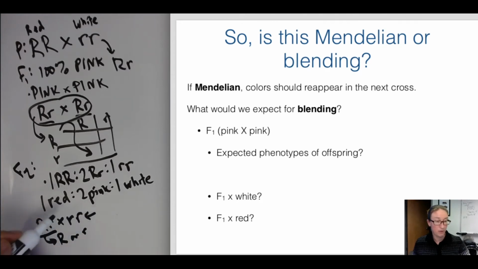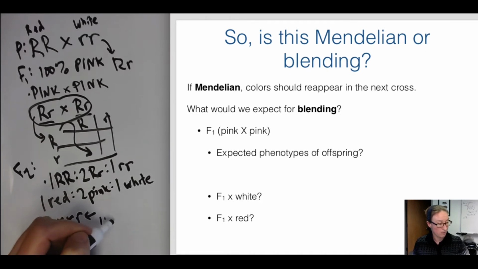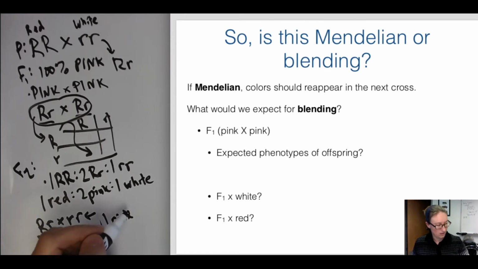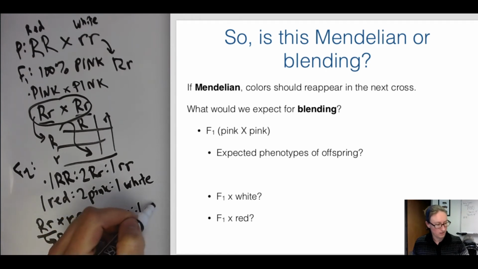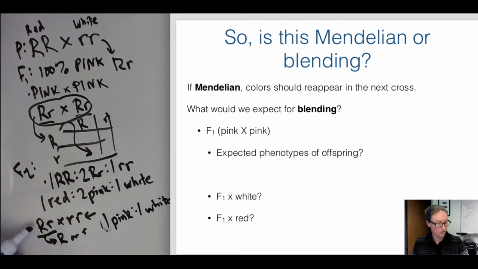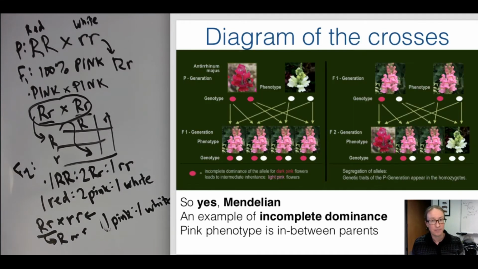Second individual can only produce little r gametes. So then we'd expect one pink to one white if we crossed pink with white. And we'd expect something similar if we crossed the F1 pinks with red. We'd expect one pink to one red in the next generation.